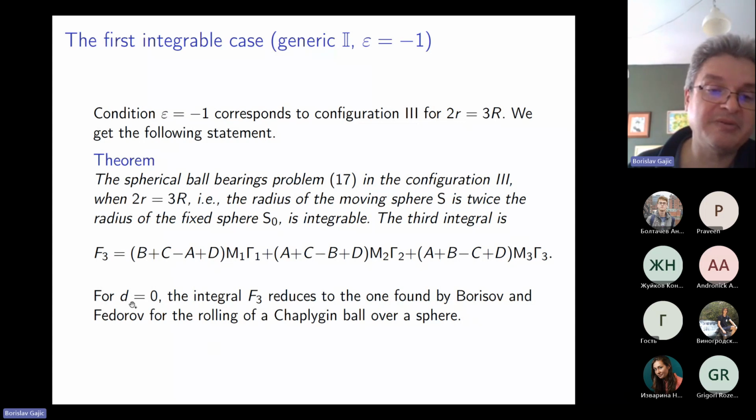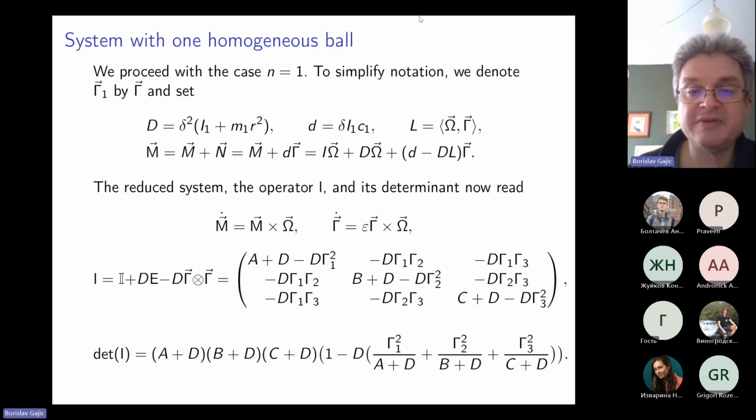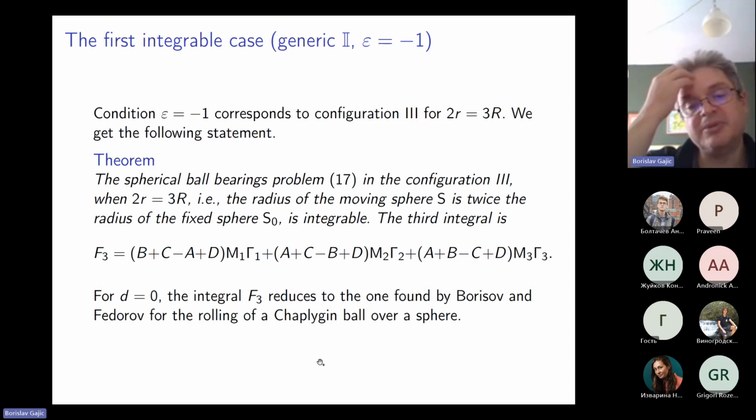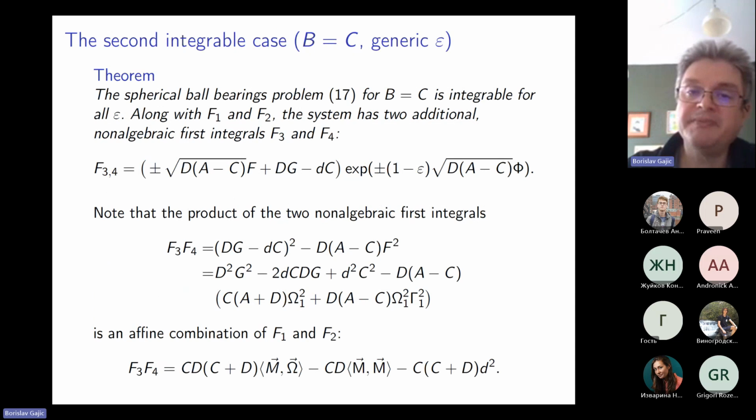And here we have some parameters, d and d. When this parameter is equal to 0, our system exactly reduces to the system found by Borisov and Fyodorov of the Chaplygin ball over a sphere. So this is a direct generalization of this system. And we have a second integrable case when b equals c and generic epsilon.